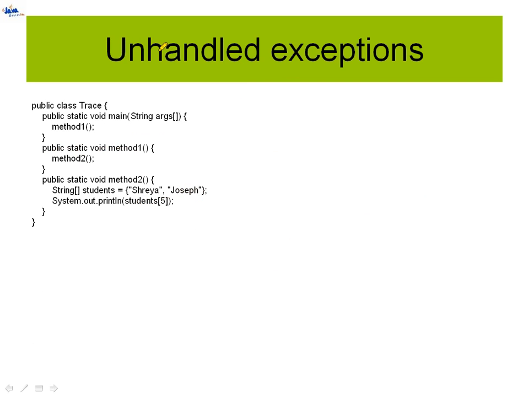Okay, so the earlier example that we discussed was an example where we handle the exception which was thrown. Now what happens when the exceptions which are thrown are not handled? Let's talk about the class trace. It has the method main and it has two methods, method 1 and method 2. The execution would start with method main, which calls method 1. Method 1 calls method 2, which throws an exception. As you can see, the array students refers to 2 instances, and this one's trying to print the value at position 5.